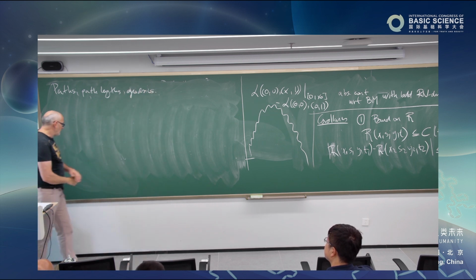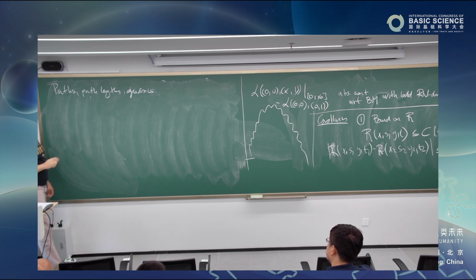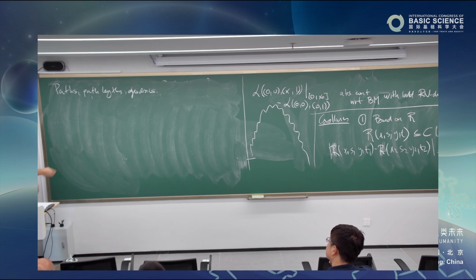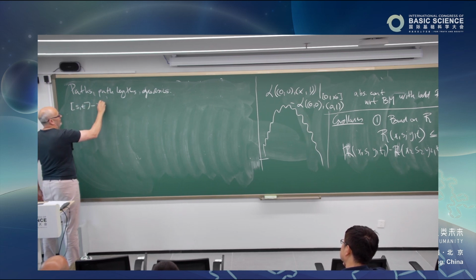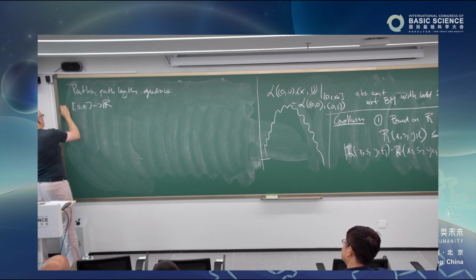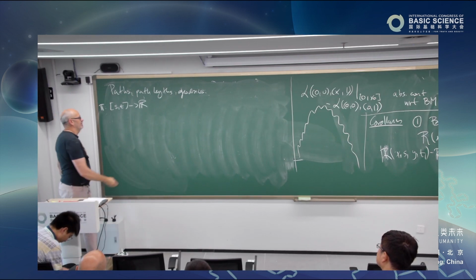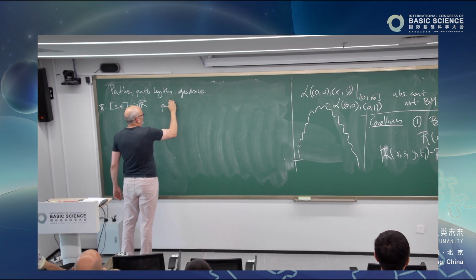Okay. So what is a path? Well, a path is just going to be a continuous function from an interval [s,t] to R, and we're going to call it pi. Okay, so that's what the path is.